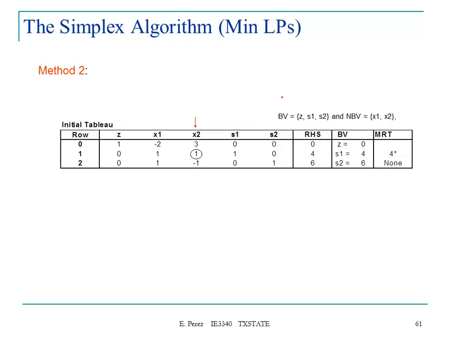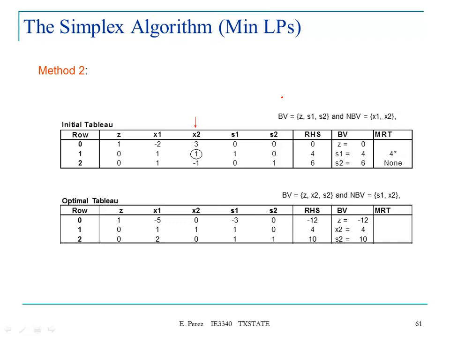You do the same process for the minimum ratio, and you'll find the minimum ratio will be that first row, right? So you're going to pivot the same row, and when you do that, this is the next tableau. So now you see that all coefficients for x1 and x2 are negative. You don't have any positive in your variables. So that's your optimal solution.